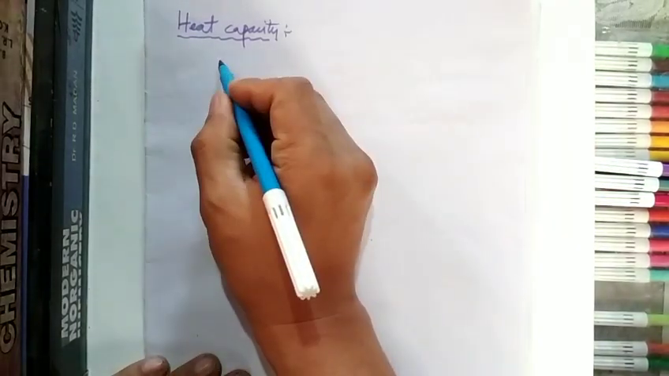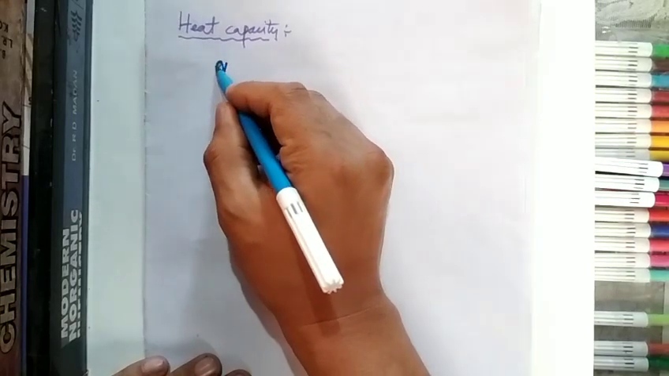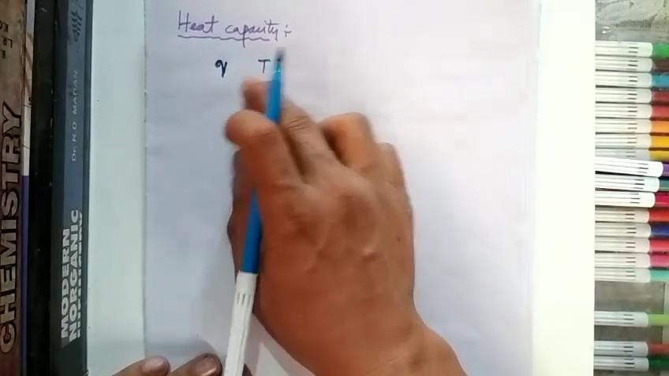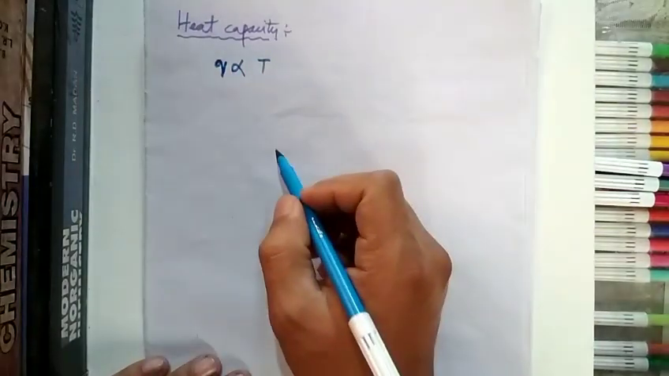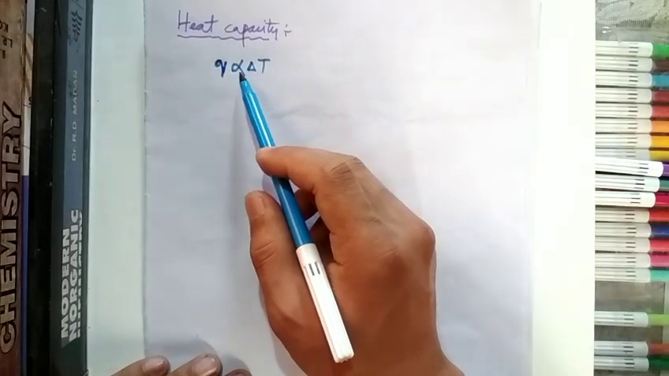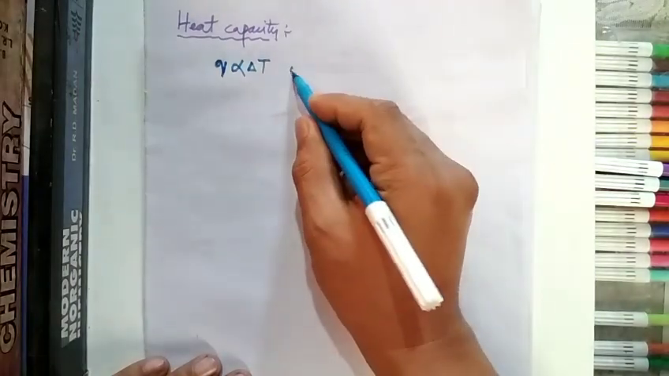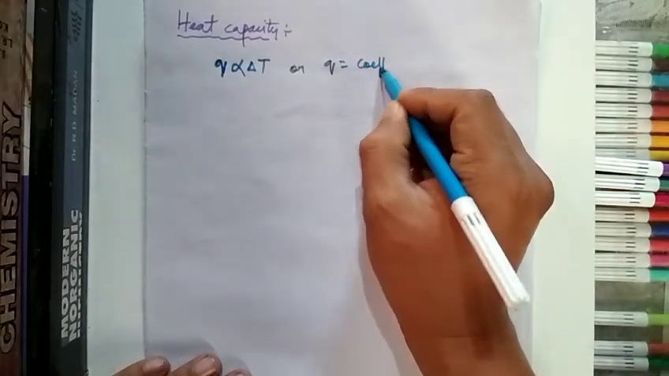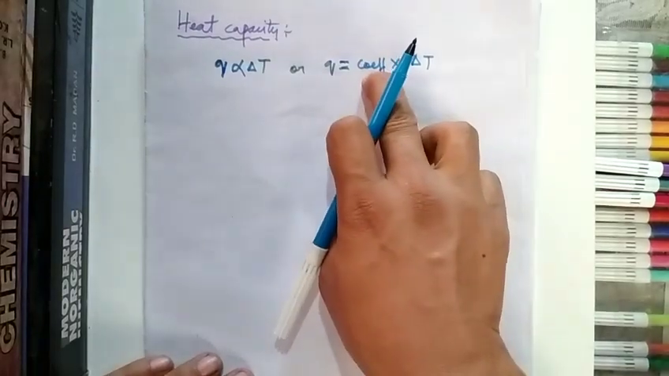So heat is denoted by Q. When we increase the temperature, this heat transfer will increase. So we denote it by proportionality, where this will be the change in temperature. This proportionality means if we increase the temperature, this heat transfer will increase. Or we can write this proportionality as Q is equal to coefficient into delta T. When we add an equal sign, we can add one coefficient.